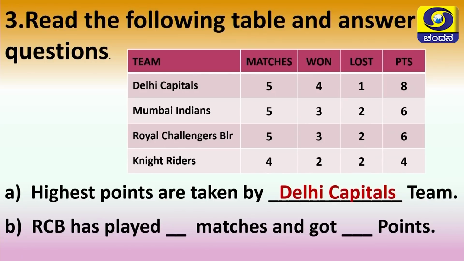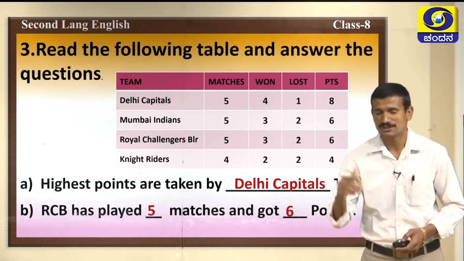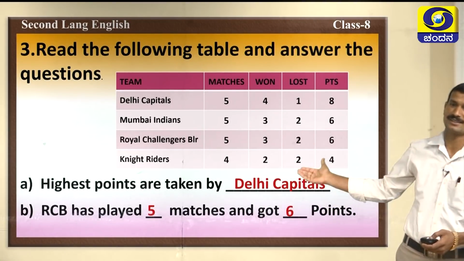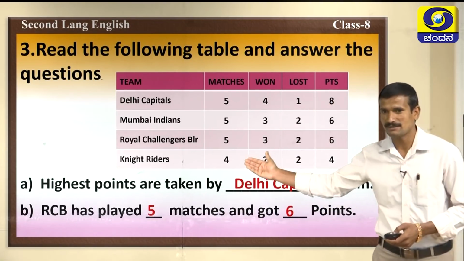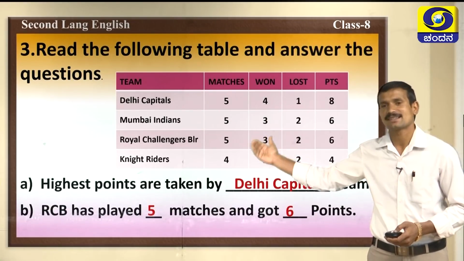Next one, RCB has played dash matches and got dash points. RCB, that means Royal Challengers Bangalore team. Yes, they had played 5 matches and got how many points? Very good, you are correct, 6 points. This is the scanning activity given in the reading skill.